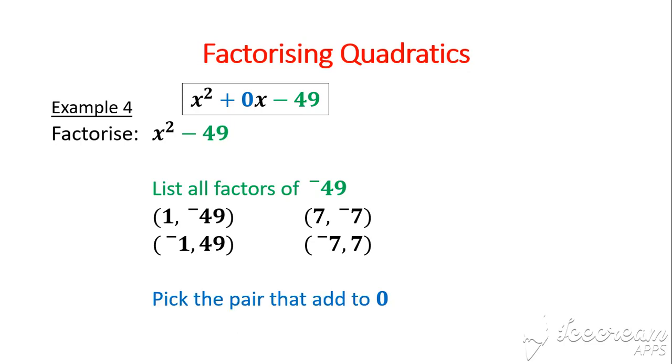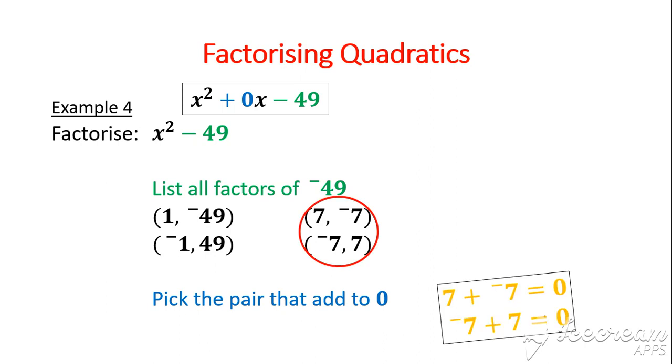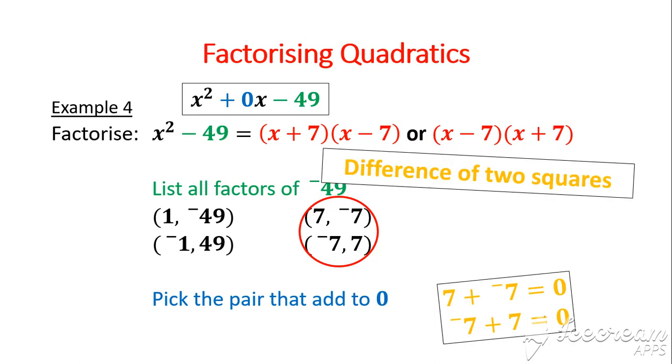Now we want to pick the pair that adds up to 0, because that's the value of b, 0x. And that's going to be, it doesn't matter which one, 7 plus negative 7 or negative 7 plus 7, both of them add to 0. So our factored form is going to be x plus 7 and x minus 7. Or x minus 7 times x plus 7, doesn't matter, as long as one's a plus and one's a negative. Now, hopefully you remember this is called a difference of two squares.